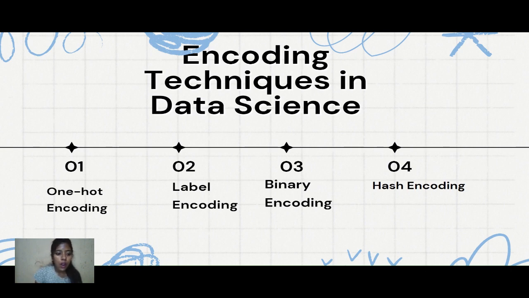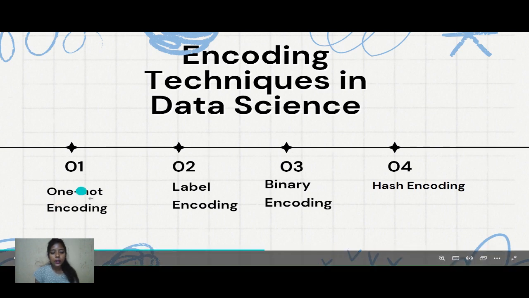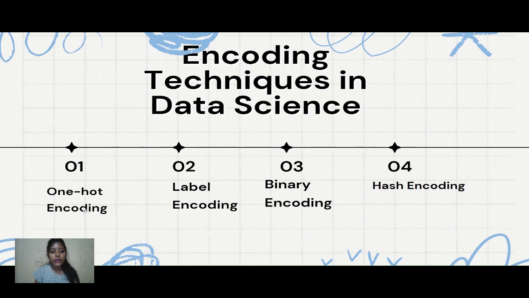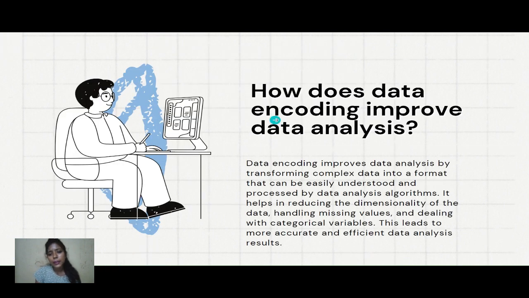And one hot encoding is considered to be the most famous one. When I did my background research, I found that one hot encoding is widely used by a lot of people to do this encoding process. And you can ask me, how does data encoding help in data analysis? The answer is, it's very important.